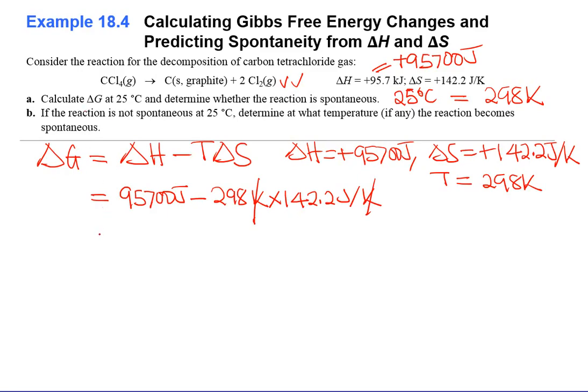And the answer is 53324 joules, which is equal to, in three significant figures, 53.3 kilojoules. So that is your delta G. But as you can see, this delta G is positive.